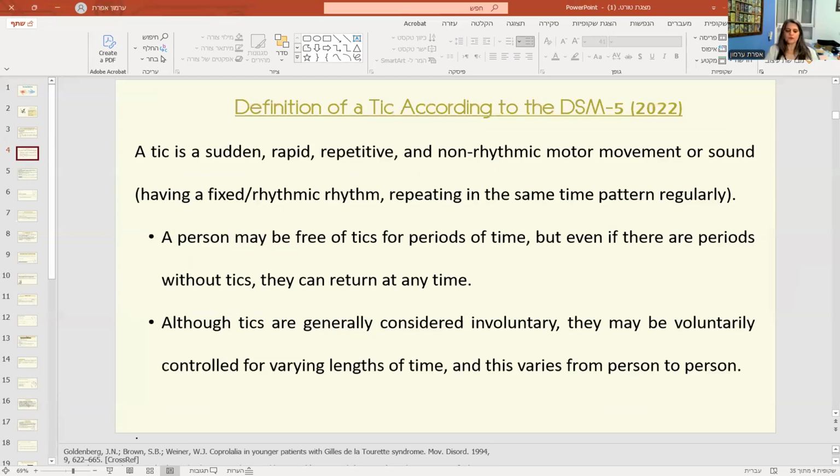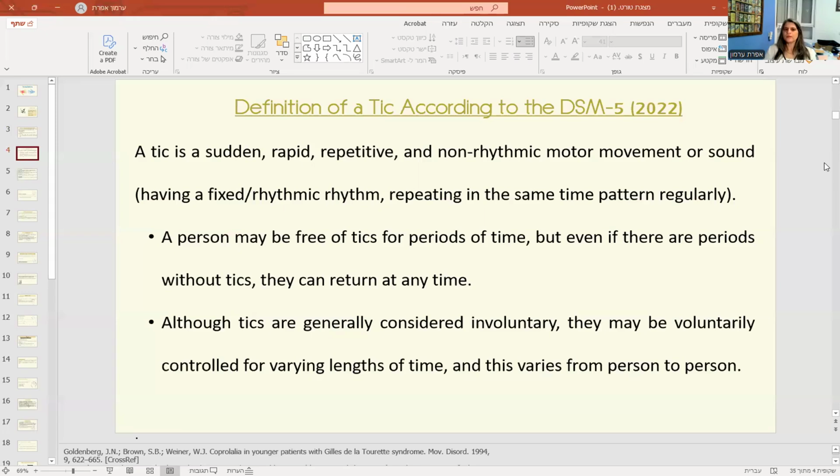We will now define tics by the DSM-5 in 2022. A tic is a sudden, rapid, repetitive, and non-rhythmic motor movement or sound. It does not have a fixed or rhythmic pattern, repeating in the same time pattern regularly.